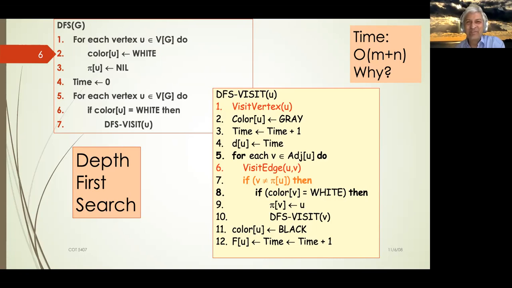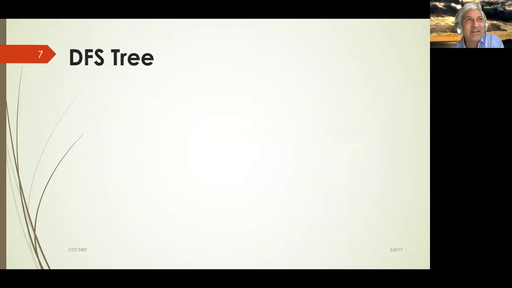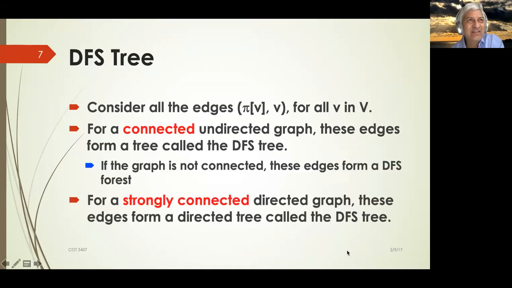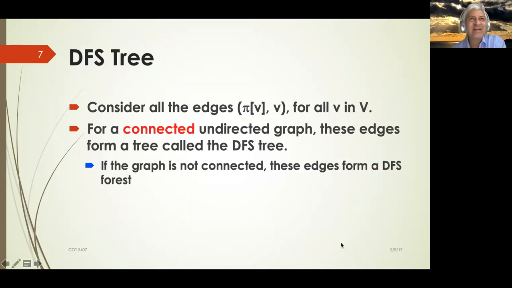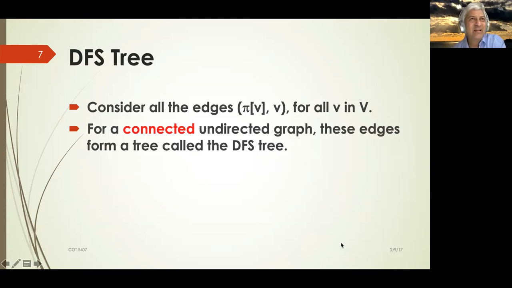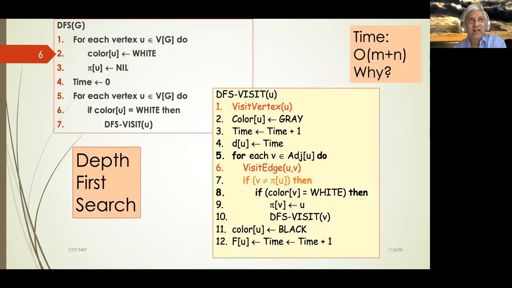Okay, hold on. What did I tell you? What is this property here? What did it say here? For a connected undirected graph, these edges form a tree called the DFS tree. Right. So what is the implication of that? So would every edge have to exist if the graph is connected? What should you see here when you invoke this program?